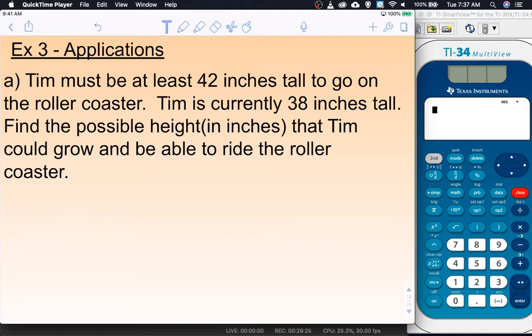It says here that Tim must be at least 42 inches tall. My bad, sorry. Tim must be at least 42 inches tall to go on a roller coaster. Tim is currently 38 inches tall. Find the possible height in inches that Tim could grow and be able to ride the roller coaster.